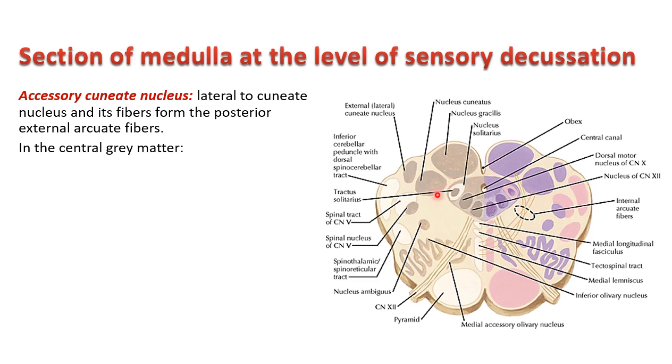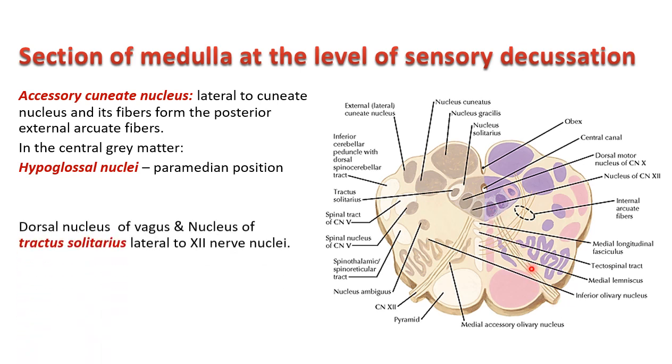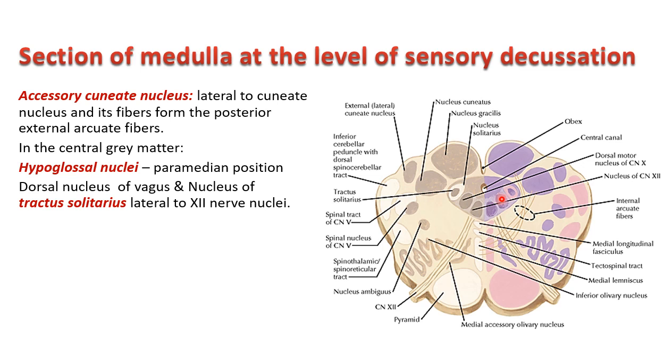And then in the central gray matter, you are able to see many nuclei, especially anteriorly on either side of the midline, anterior to the central canal: you see the hypoglossal nucleus. Paramedian in position, and its fibers emerge at the anterolateral sulcus. Then more laterally you see the dorsal nucleus of the vagus nerve, the dorsal motor nucleus. Lateral to the hypoglossal nucleus, you have the dorsal nucleus of the vagus nerve.